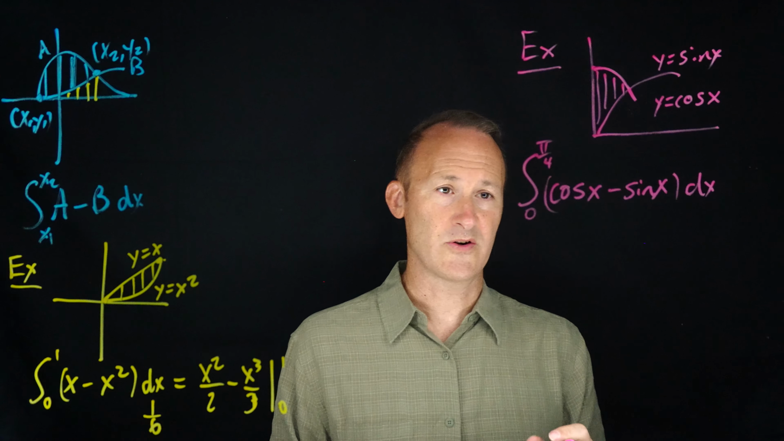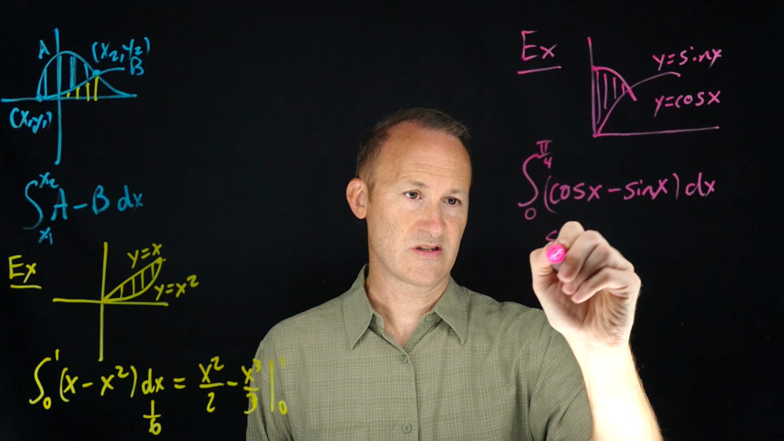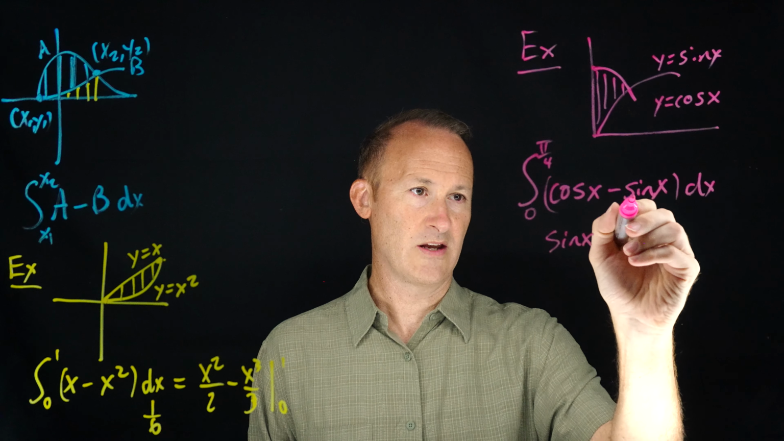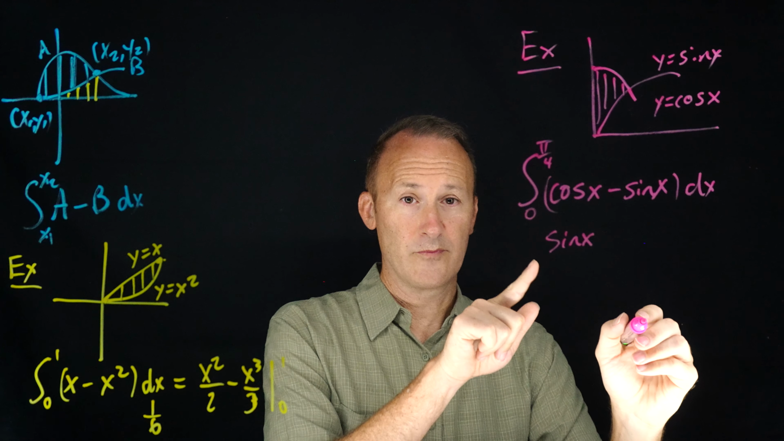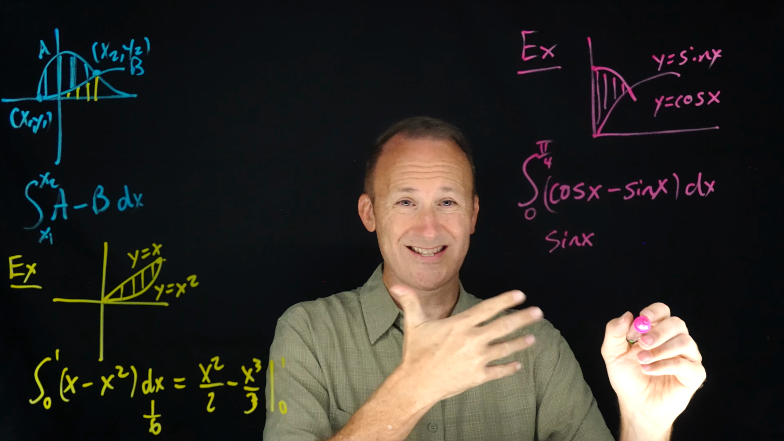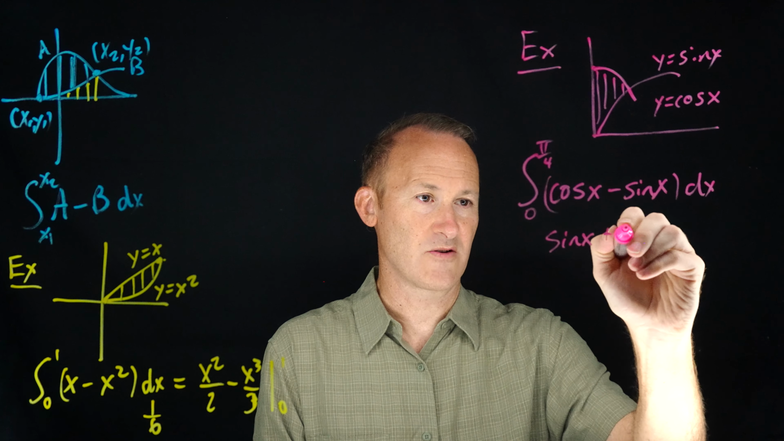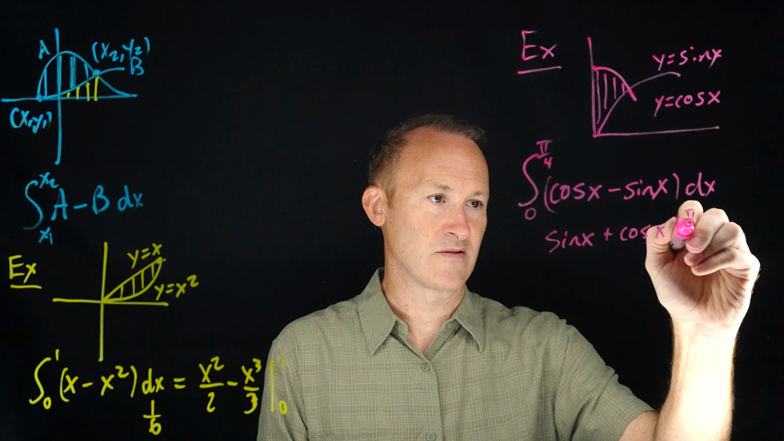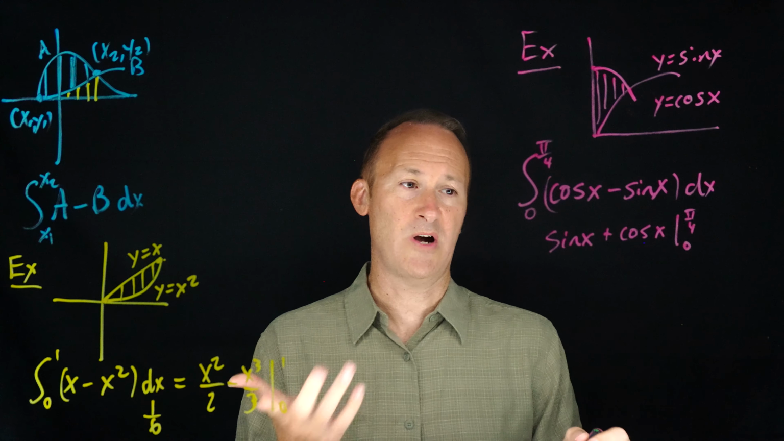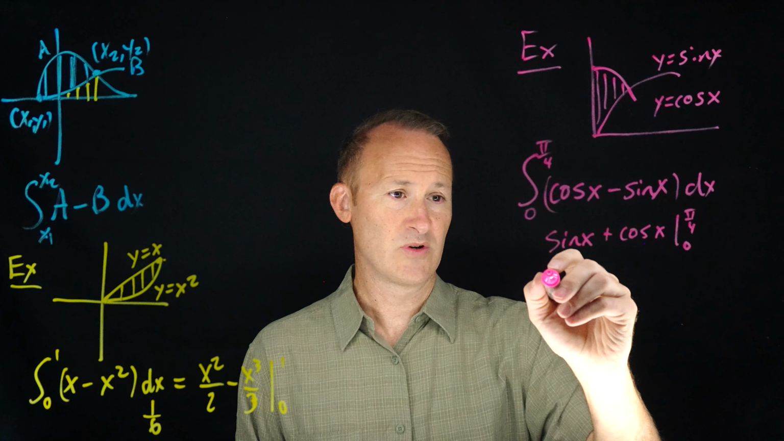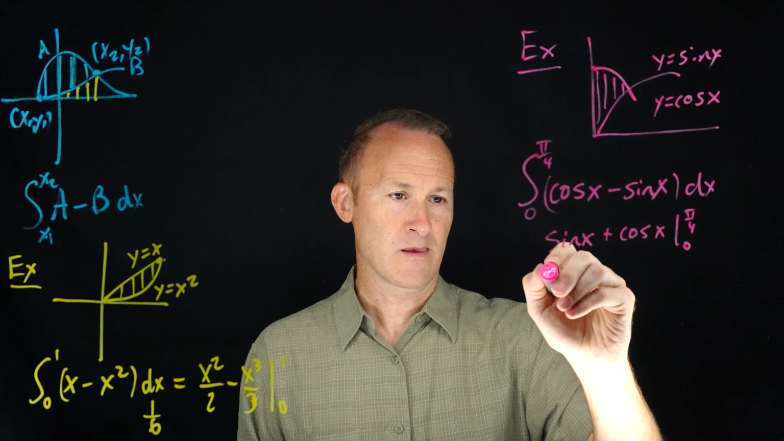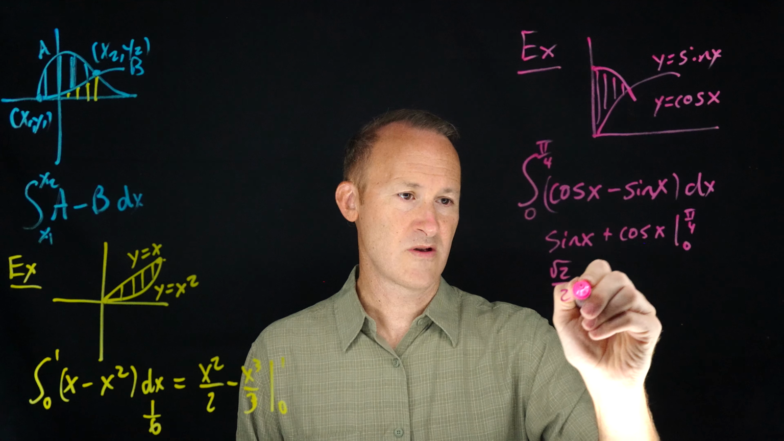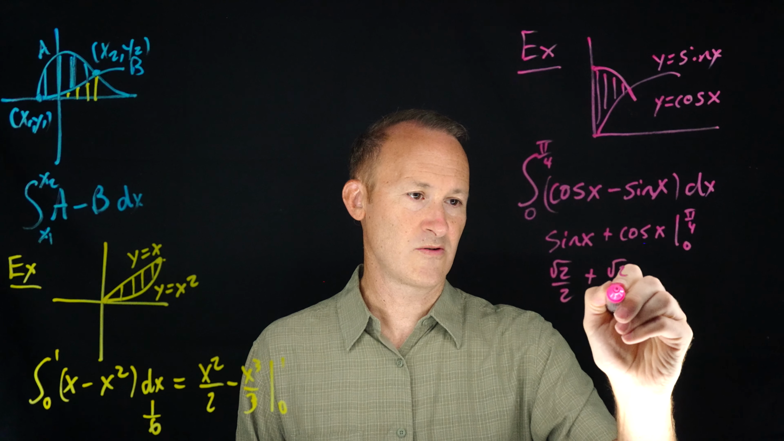Take the first term first. Integral of cosine is sine. And the integral of sine is negative cosine, so it's going to be plus cosine of x. And we evaluate these at pi over 4 and 0. So at pi over 4, we already said we get the root 2 over 2's. And so that's root 2 over 2 plus root 2 over 2.